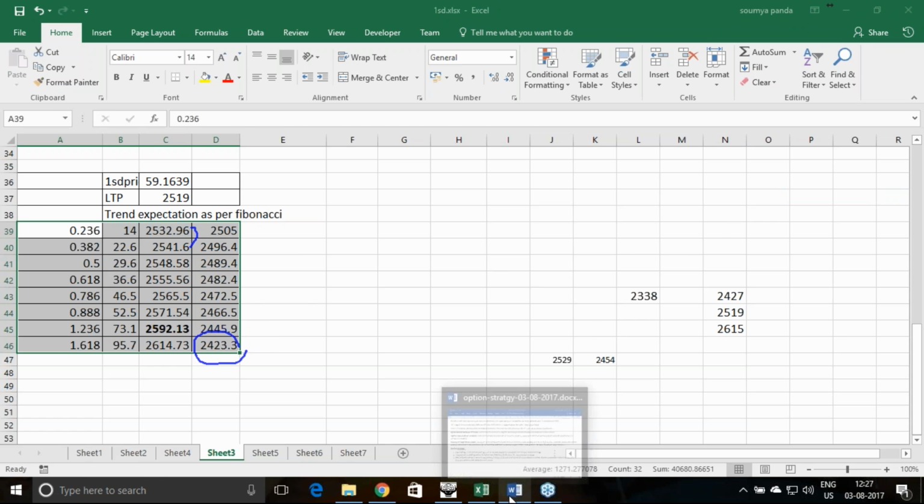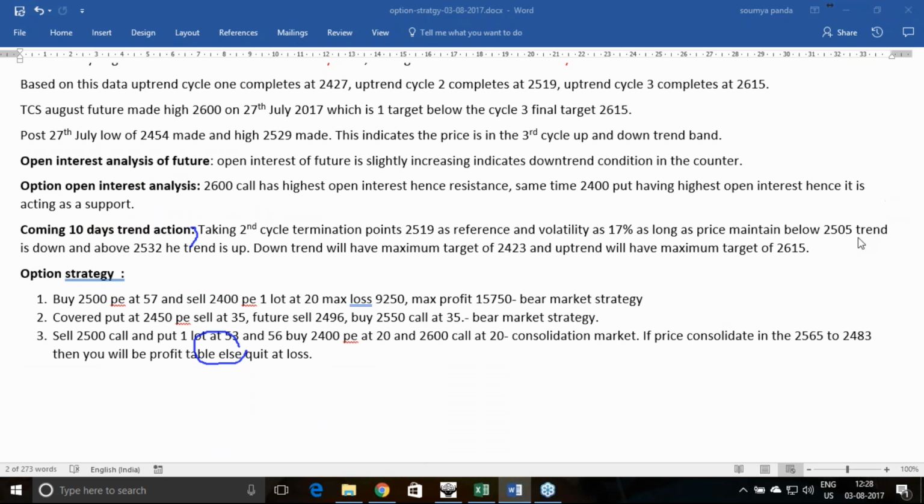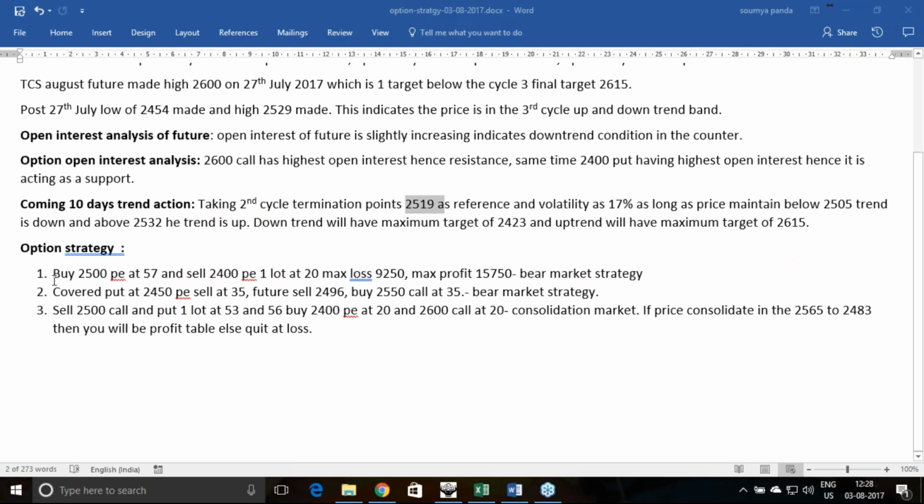So based on this anticipation, what are the strategies we can take? While forming the option strategy, I can think of buying a 2500 put option at 57 and selling a 2400 put option, one lot, at 20. Maximum loss is 9250, profit 15750. This is the theoretical estimate. If you have our option strategy software, you can simulate the strategy and get the real-time estimate of that.